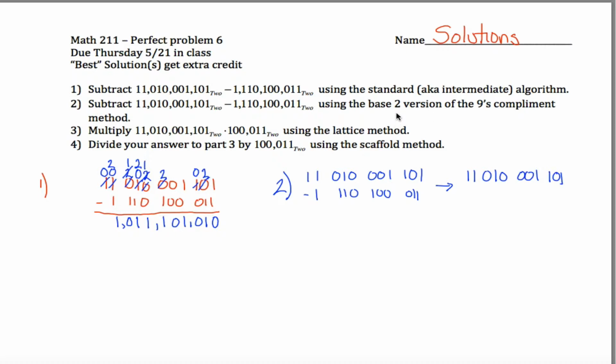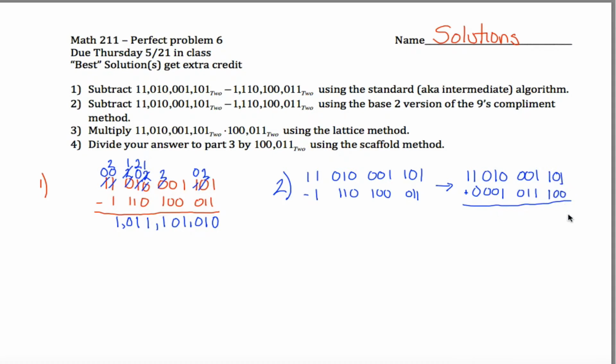Well, the 1's complement: anywhere I see a 1, I'm just going to change it into a 0. Anywhere I see a 0, I'm going to change it into a 1. So instead of subtracting this, I'm going to add. Everywhere I see a 1, like right there, I'm going to change it into a 0. I got another 1 right there, another 1 right there. I got a 0, so I'll change it into a 1. I got a 1, I'll change it into a 0. Change those zeros into 1s. I'm going to do this addition problem right here.